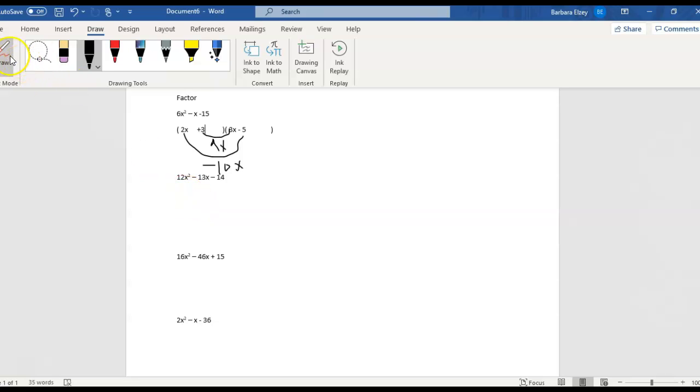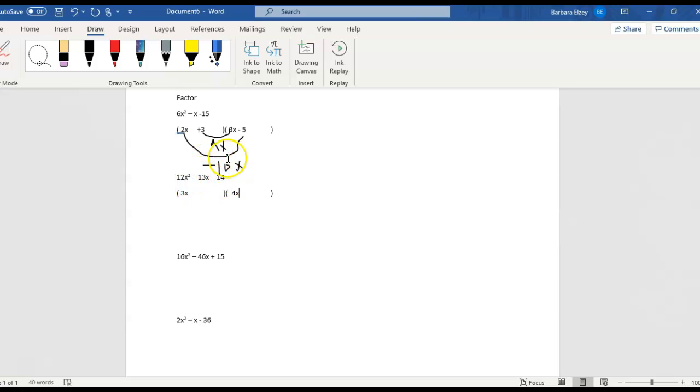Now let's go to the next one. Let's do the same idea. Two sets of parentheses. For 12x squared, we could have 3 and 4 or 2 and 6 or even 1 and 12. The one we tend to think of the most is 3 and 4, so let's do that one first. It may not be the right choice, but we'll find out.